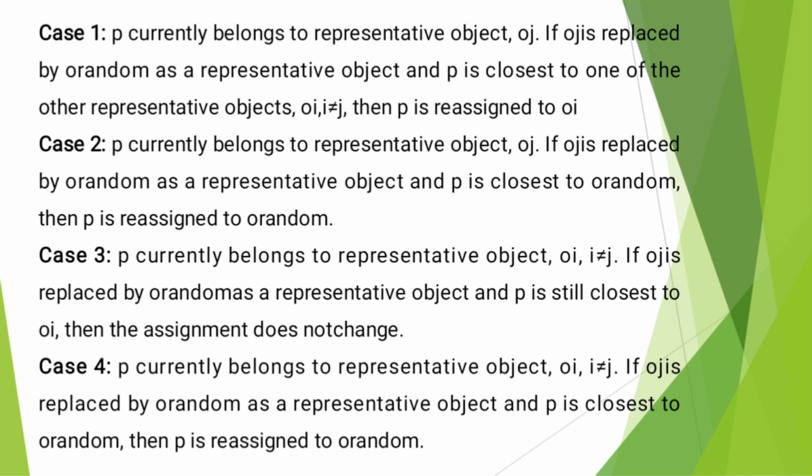Case 3. P currently belongs to representative object OI, I is not equal to J. If OJ is replaced by O random as a representative object and P is still closest to OI, then the assignment does not change. Case 4. P currently belongs to representative object OI, I not equal to J. If OJ is replaced by O random as a representative object and P is closest to O random, then P is reassigned to O random.